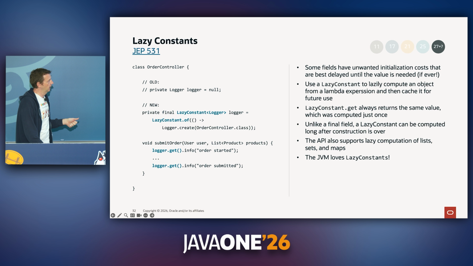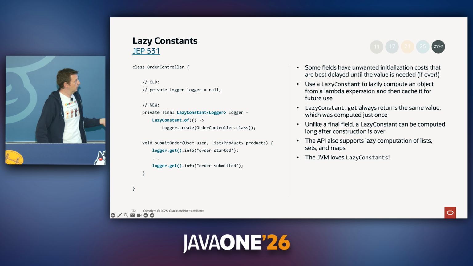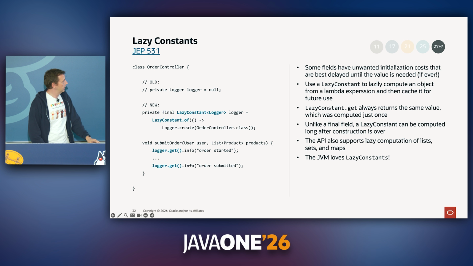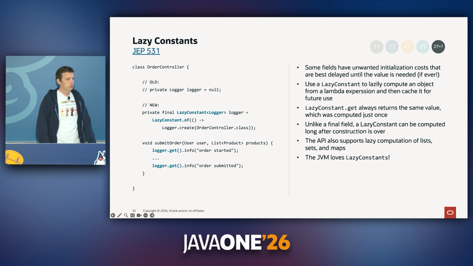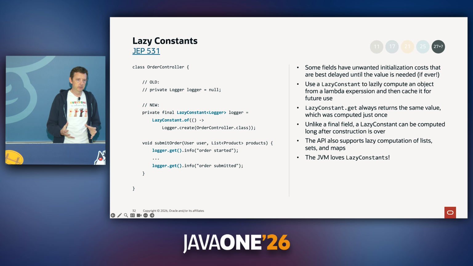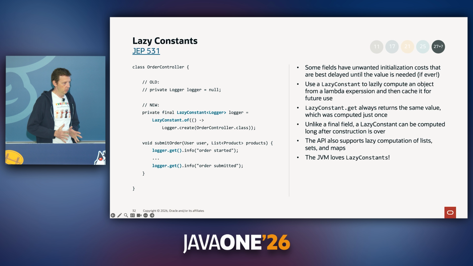Lazy constants. This is a preview API you can use today, and at some point in the near future will become final, I think. What a lazy constant lets you do is have a final field that I don't want to compute right now. I'll compute it at some point in the future, and you do that with a lambda. Give it a lambda that tells it how to compute the thing, and then if anybody at some future point wants to get at it, they do so through a get method. Internally, it sets the value once, and then the value is always the same.